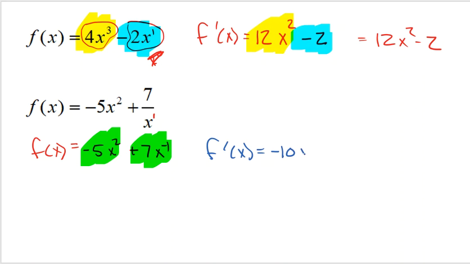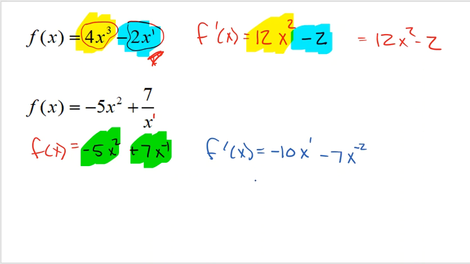front. I get negative 10x to the first. 2 falls down in front. Negative 5 times 2 is negative 10. 2 minus 1 is 1. X squared goes down to x. Easy. All right, now the negative 1 falls down and makes a negative 7. 7 times negative 1 is negative 7. My new power is x to the negative 2. Negative 1 minus 1 is negative 2.